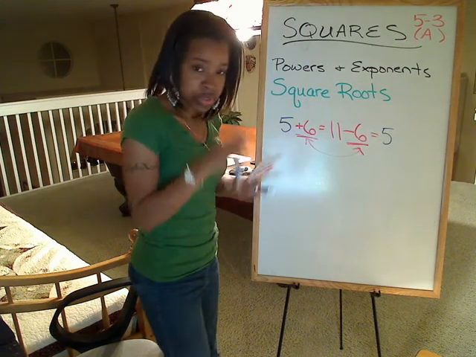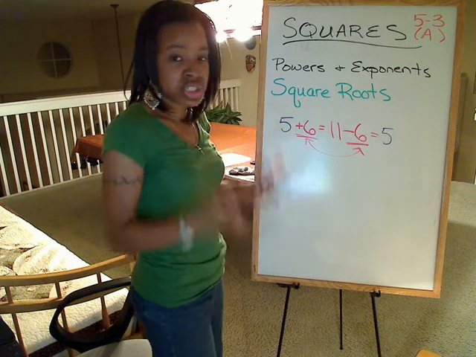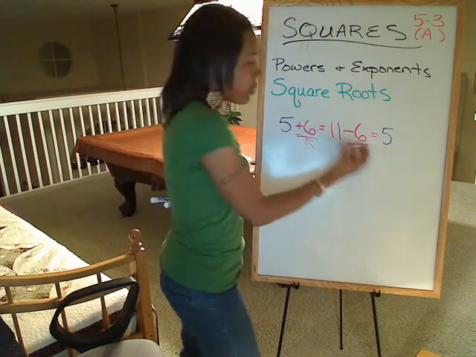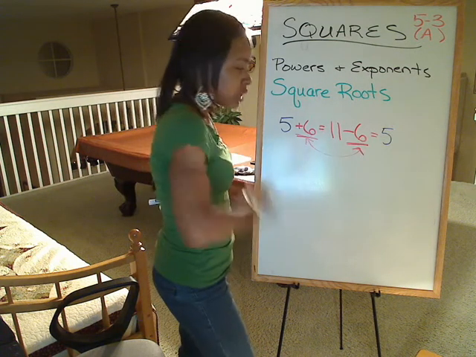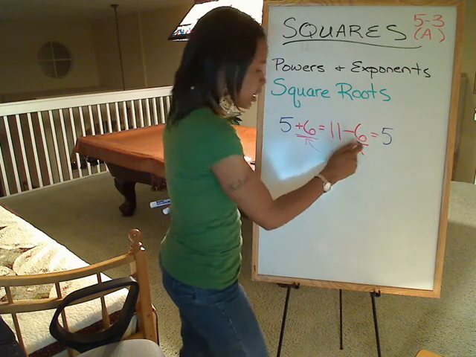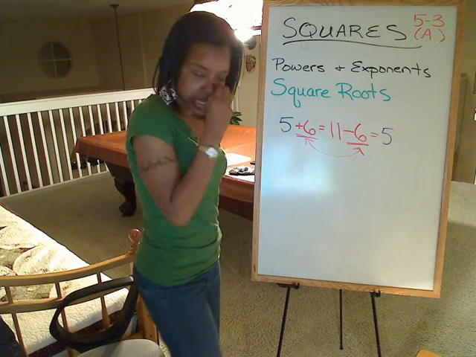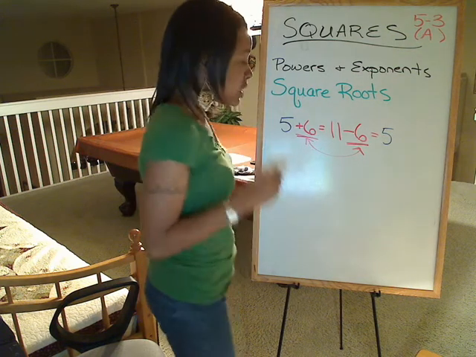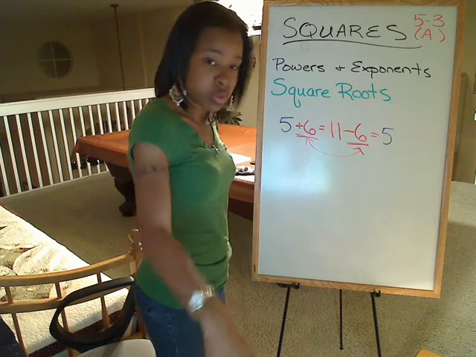So you see what inverse operations do? They cancel each other out. So if you want to go back one step, you just do the opposite. You added 6 and got 11. So if you take away 6, you'll get back to 5. Makes sense, right? Okay, you can do the same thing with squaring and square roots.